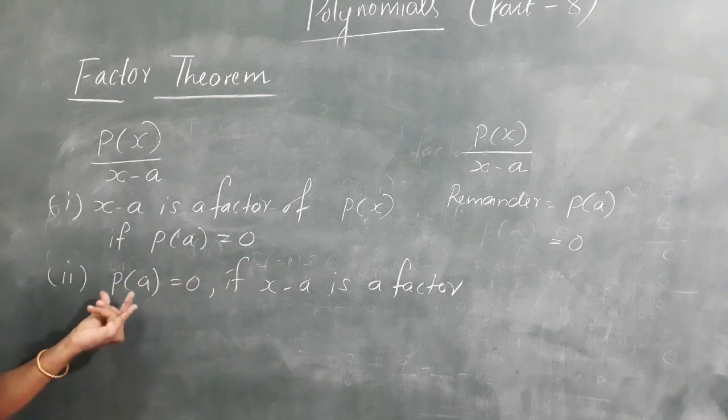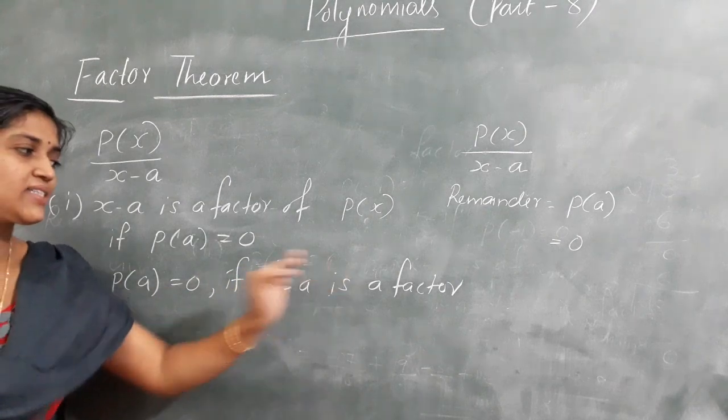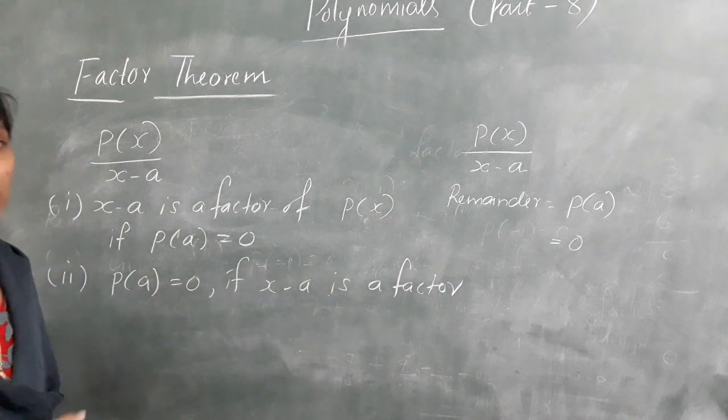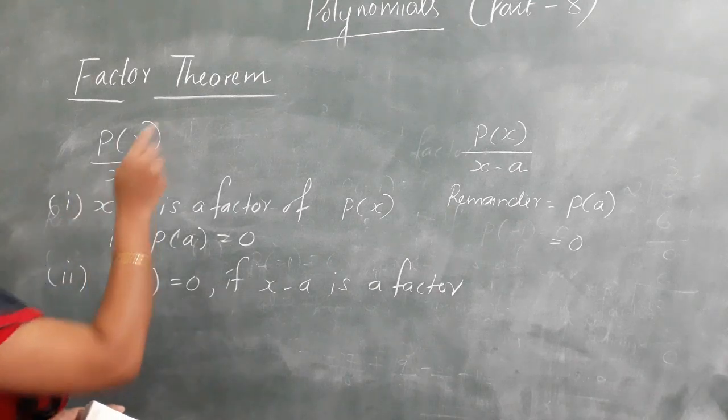If the remainder is equal to 0, what can we say? X minus a is a factor. We are using both these conditions to solve problems using the factor theorem.